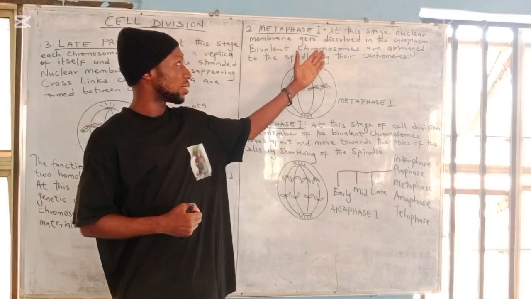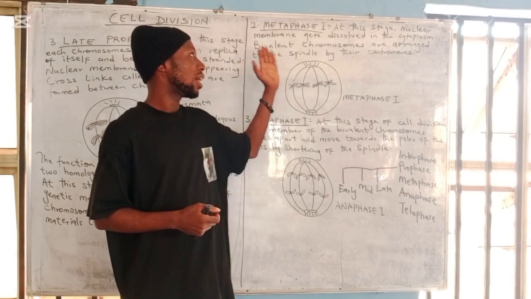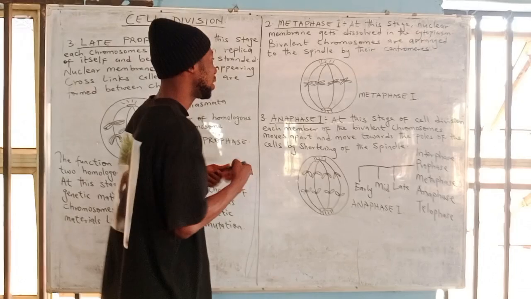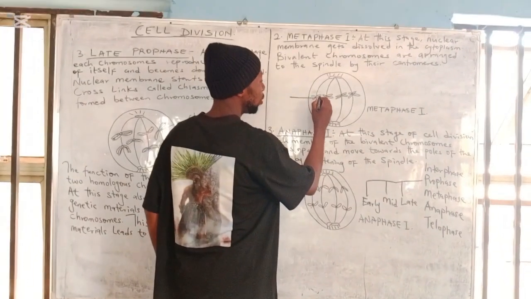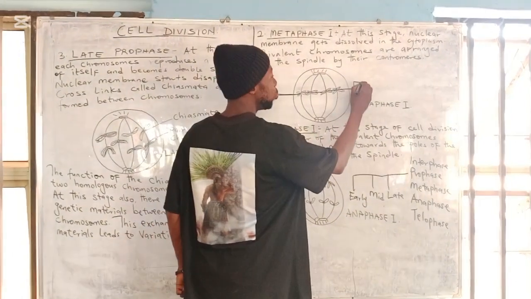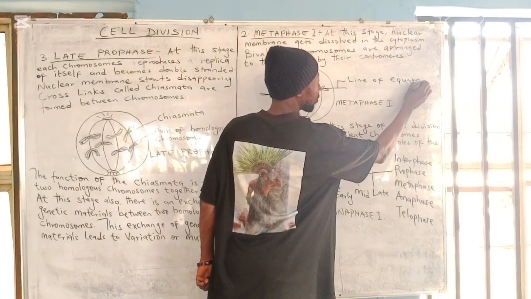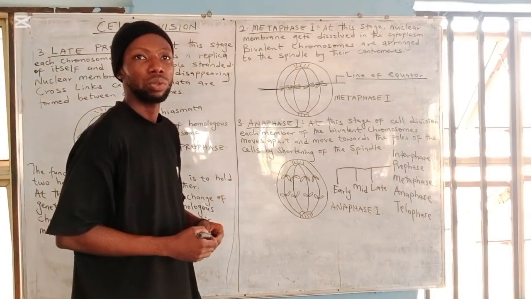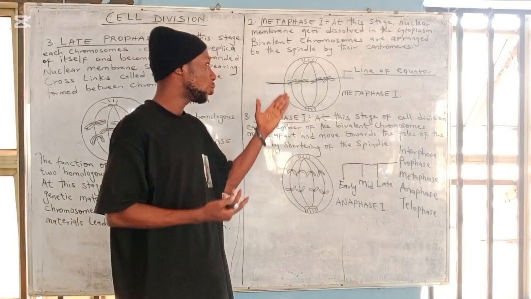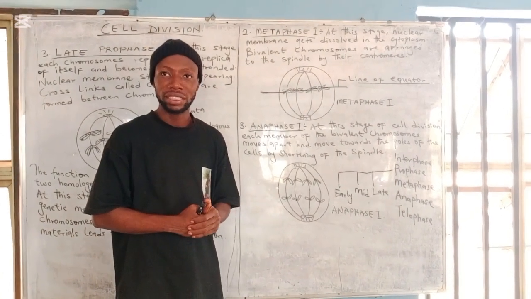At this stage of cell division, the nuclear membrane gets dissolved in the cytoplasm, and the bivalent chromosomes are arranged at the center line of the spindle fibers. This line of the spindle fibers here is known as the line of equator. The bivalent chromosome will align itself at the line of equator of the spindle fibers. This occurs at the metaphase stage of cell division.